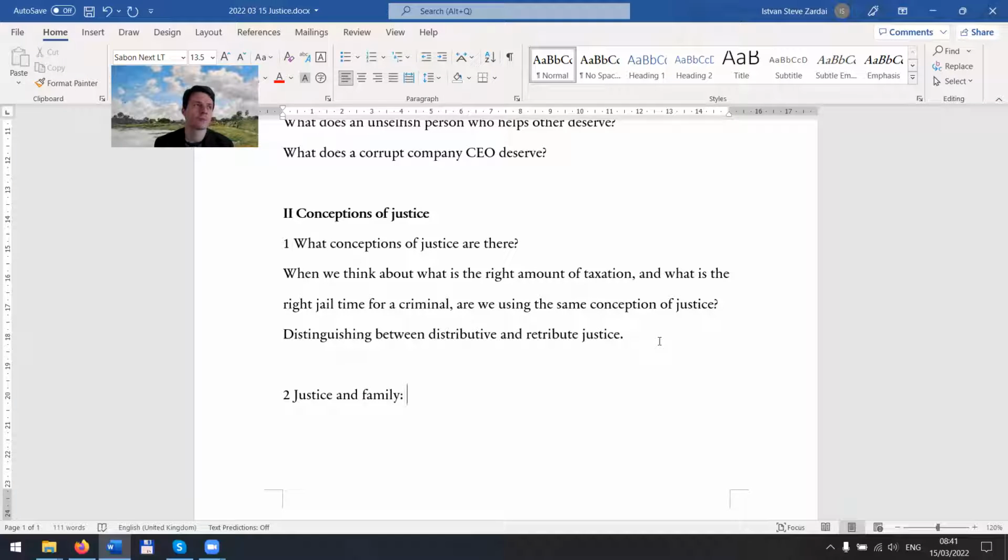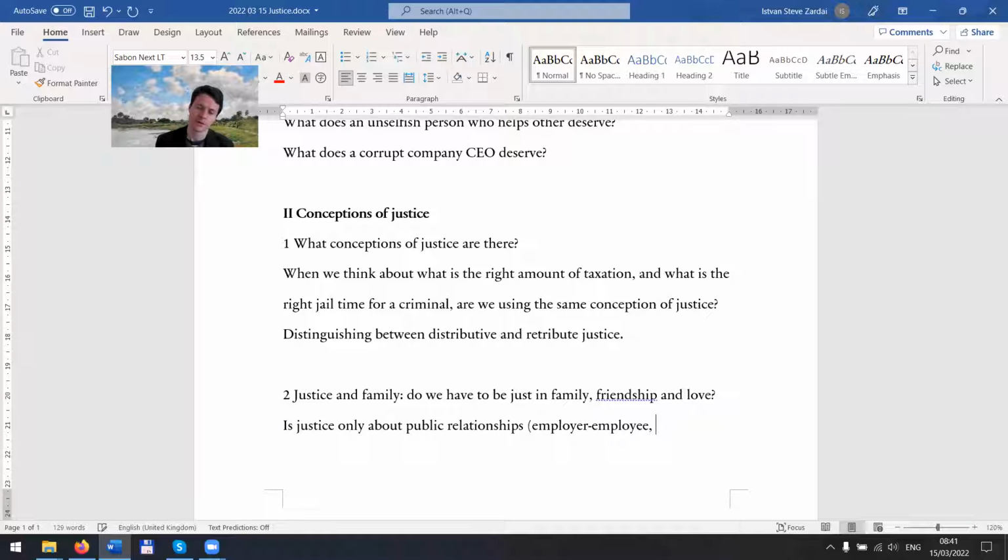Do we have to be just in family, friendship, and love? Or are these relationships different? Is justice only about public relationships, employer and employee, citizen state, say, and so on and so on.